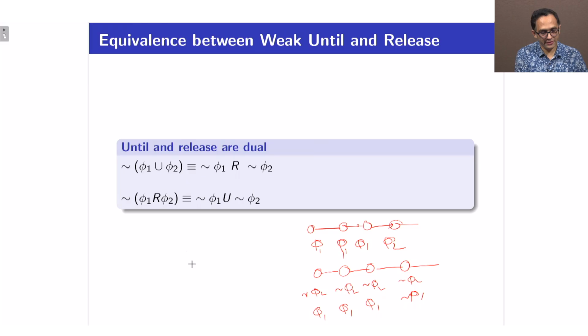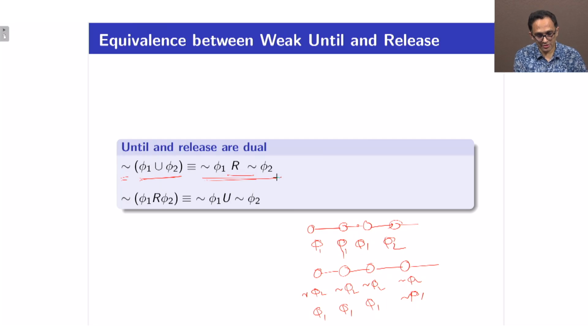Similarly, I can identify the equivalence between until and release. So they are effectively dual. What I am saying is, if I take a negation of this until, then I will get this. So let us understand this. When phi 1 until phi 2 holds, so basically phi 1, phi 1, phi 1, and in some state phi 2 holds.